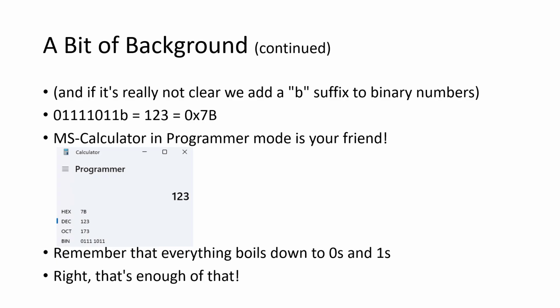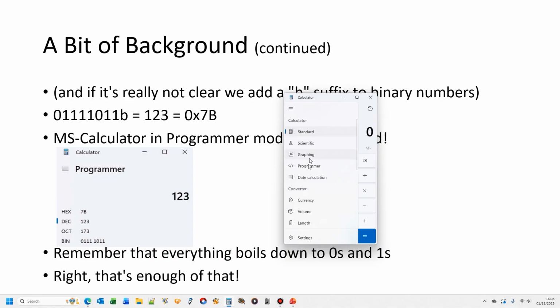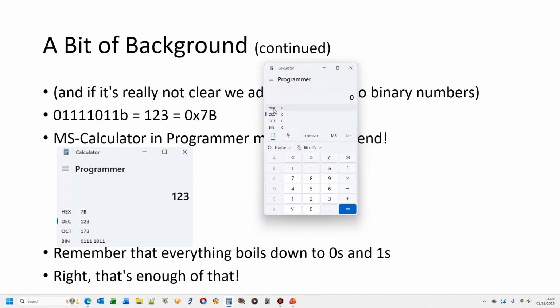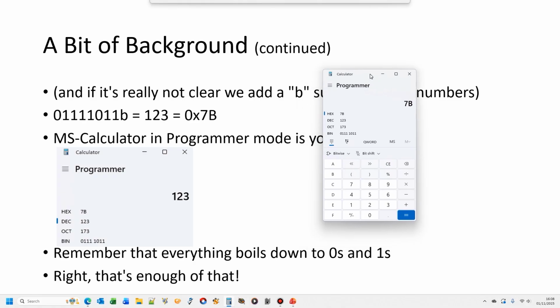And in Microsoft Calculator, if you start it up and change it to programmer mode, we can click on there, change that to hex, and type in 7B. It will tell us it's 123 in decimal and 01111011 binary. So if you're converting between decimal and hexadecimal numbers, or you want to know what they look like in terms of ones and zeros, MS Calculator in programmer mode really is your friend.